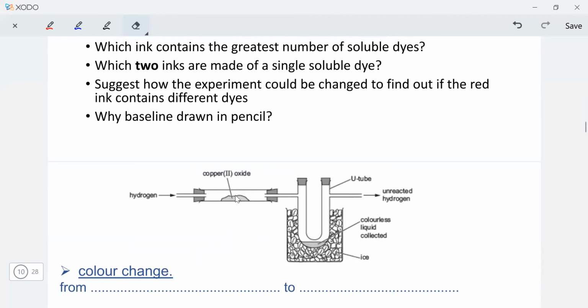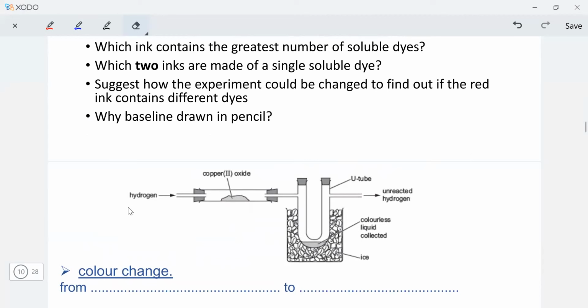Here, we have a copper oxide. Let me remind you that copper carbonate was green, copper oxide is black, and copper ions, or copper as a solution like copper sulfate, are blue. So here, copper oxide, he's telling you about this experiment. This is a part of a question.